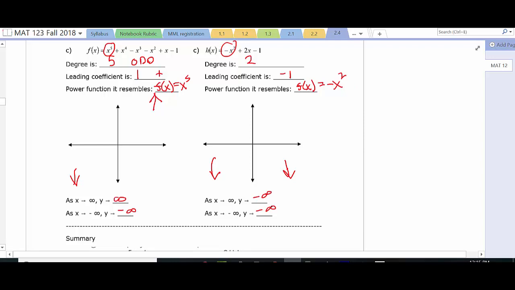Why is the degree 2? Say that again. Why is on that one the degree 2? The degree is always the highest exponent. Oh, okay. Okay?